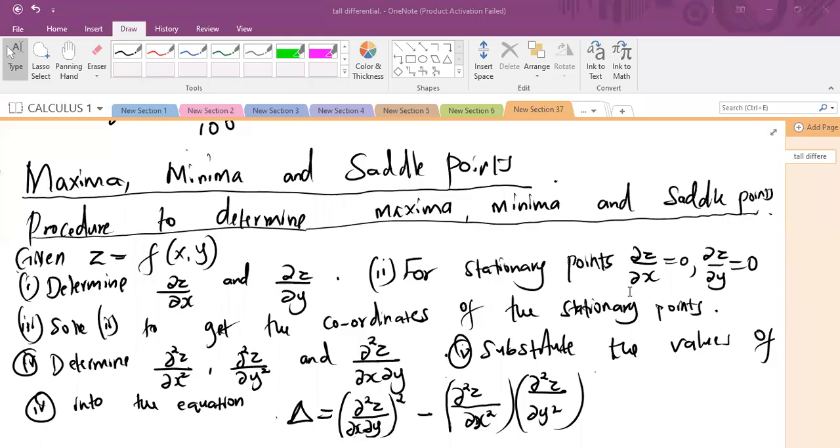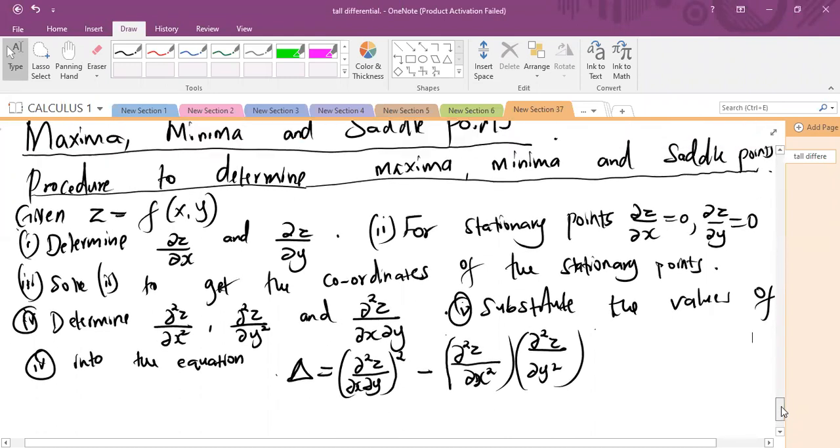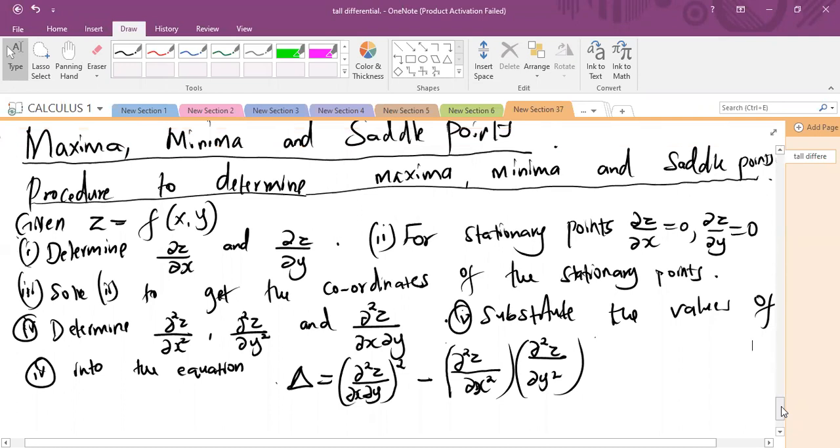Okay, guys, so to determine maxima, minima, and saddle points, this is the procedure that we are going to follow. If you've been given your z function, which is written with respect to variables x and y, clearly this is different from what we did in maximum, minimum, because we just had y written in terms of x. Here we have z, x, and y.